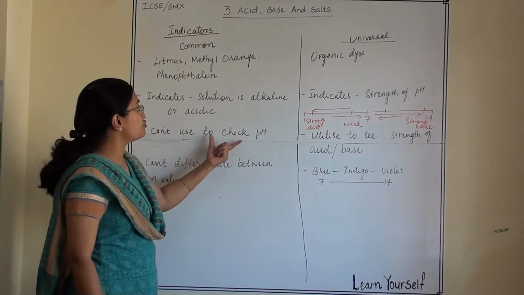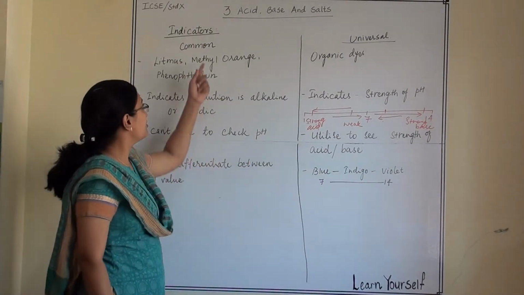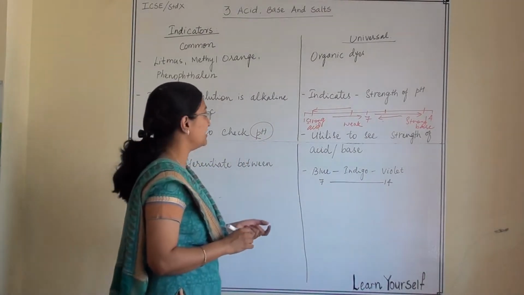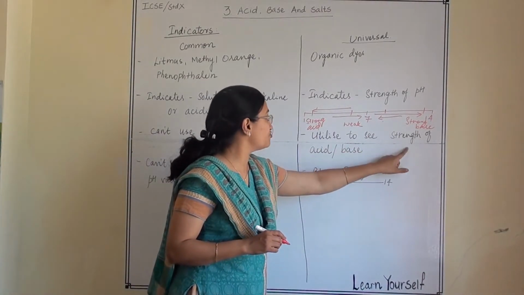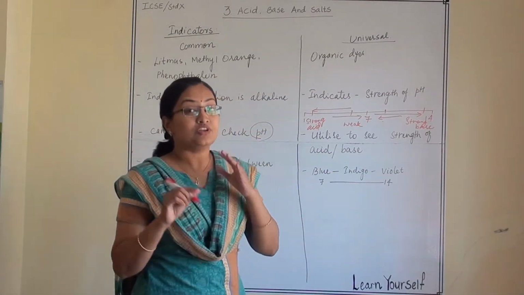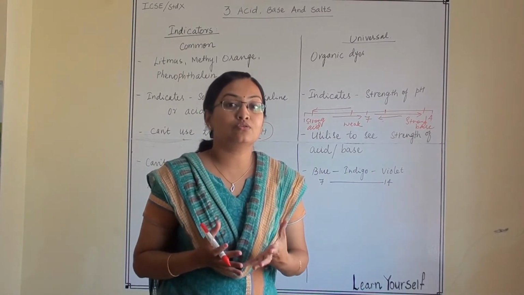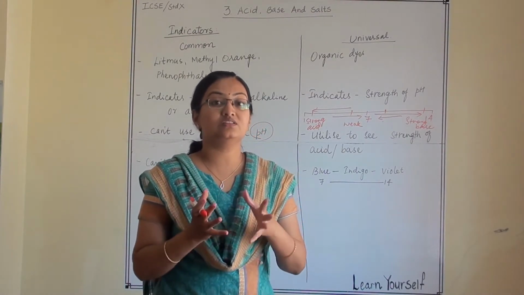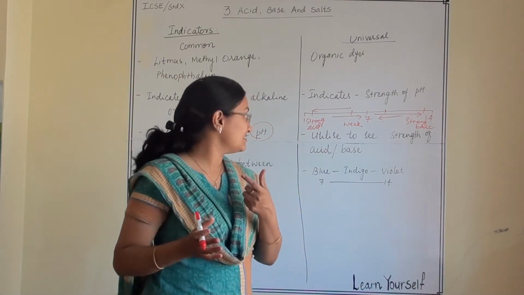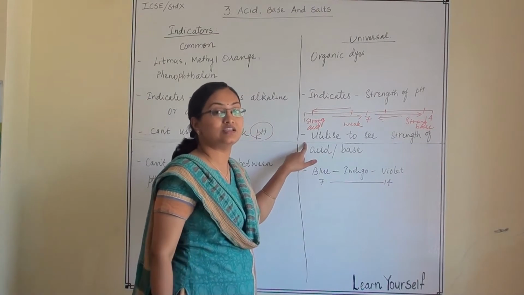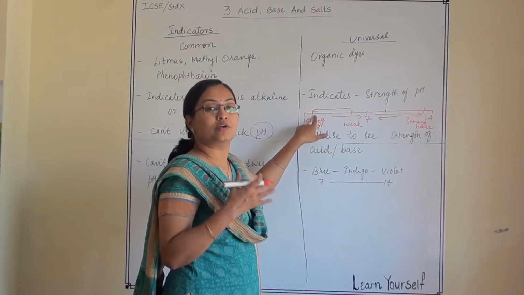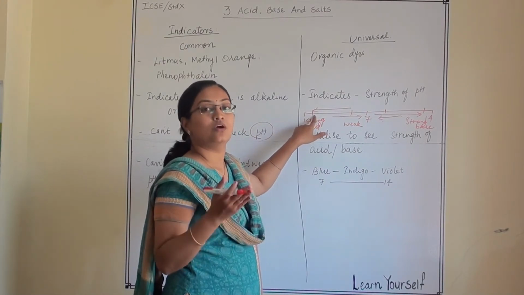So can't use to check pH. This is a limitation of common indicators. We cannot check pH through these common indicators. Utilized to see strength of acid and base. Also, we know that this is an acid, this is a hydrochloric acid, but we want to know whether this is a concentrated hydrochloric acid or diluted hydrochloric acid. Then we can also use this indicator. It will show you a pH mark, and from that you can decide whether this is a strong acid or diluted one.